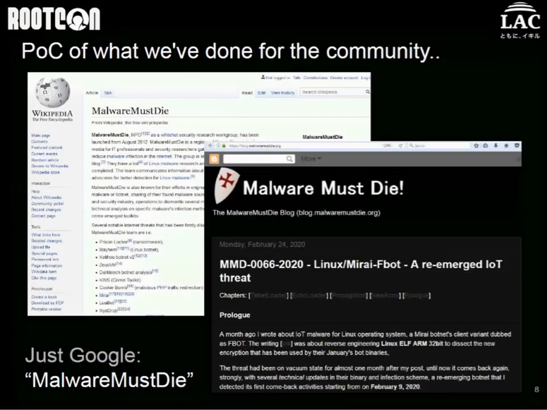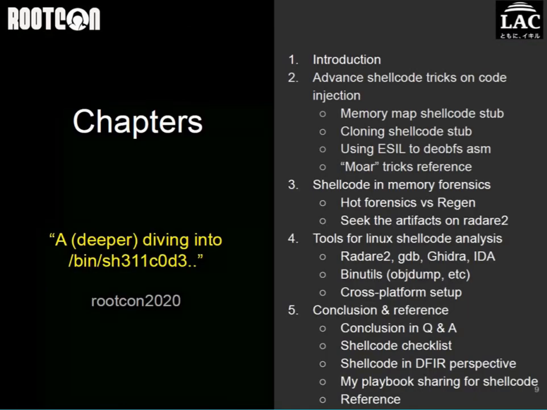So in simple words, these are the current activities that can be seen on the web, explaining a lot of the status of what we are doing now, and the POC that we shared. If you Google Malware Must Die, you can see there is a Wikipedia page explaining a lot of the activities in our blog.